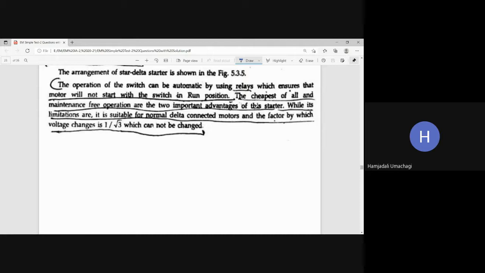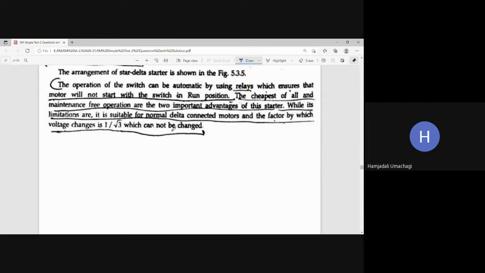So its cost is less and it also has maintenance-free operation. While its limitations are, it is suitable for normal delta connected motors, and the factor by which voltage changes is 1 by root 3 times, which cannot be changed.